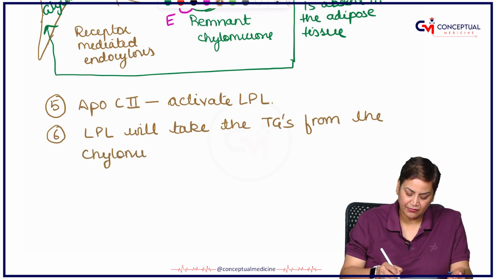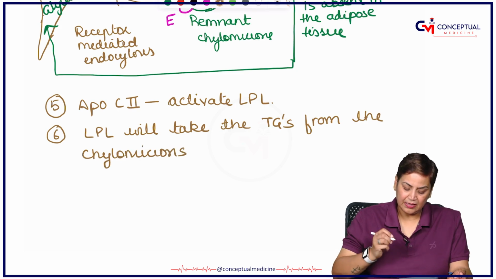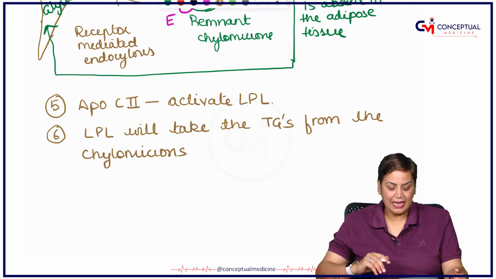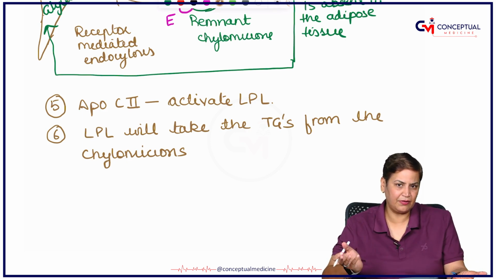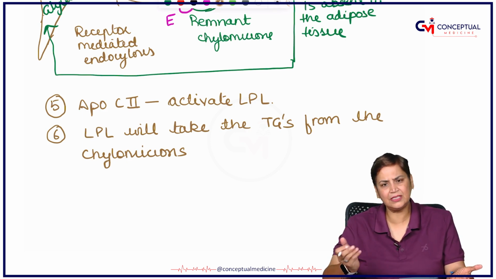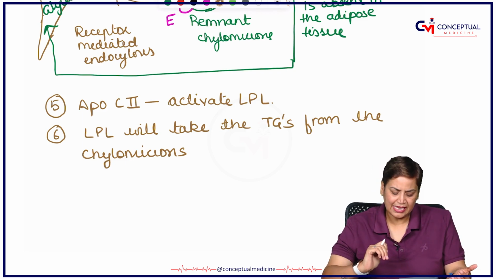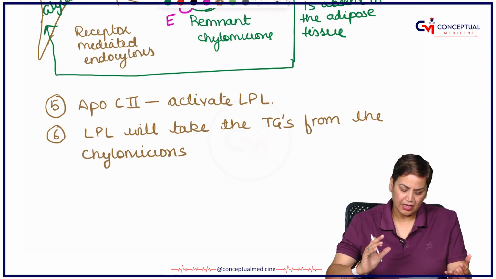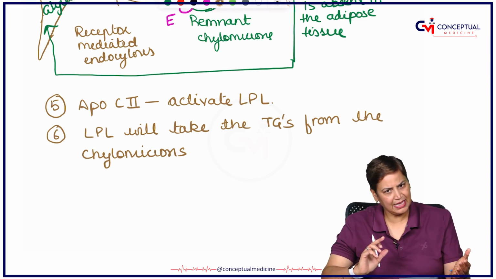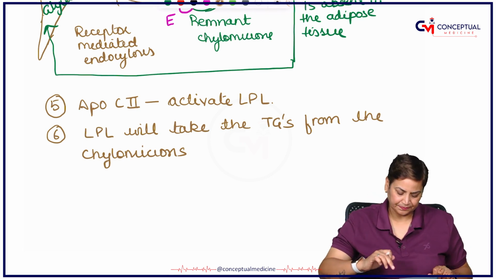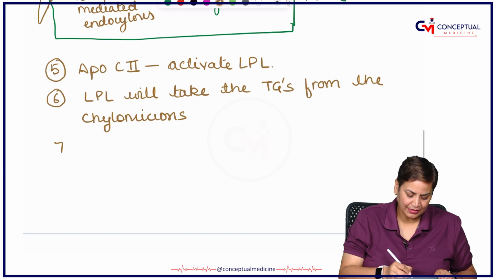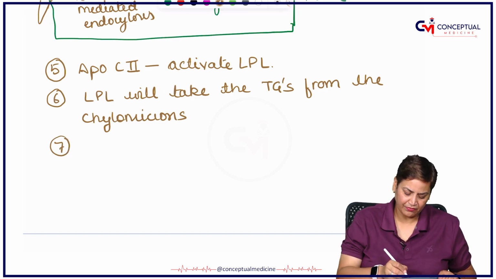And that is what is the difference between this LPL and HSL. Both enzymes are different. Lipoprotein lipase is a different enzyme, and hormone sensitive lipase is a different enzyme. So I can say LPL is actually a kind of anabolic enzyme. But yes, it will just take the TGs out from the chylomicrons. That's it. Okay, then what will happen? The leftover will be remnant chylomicrons.